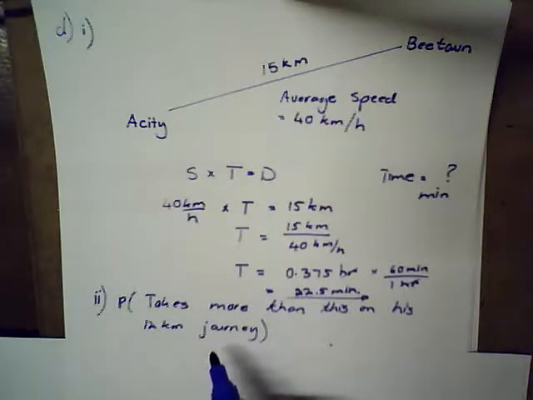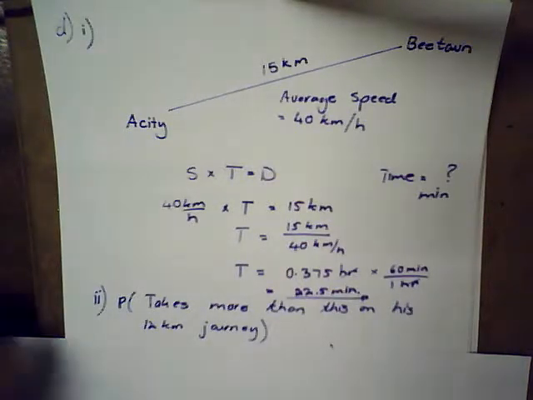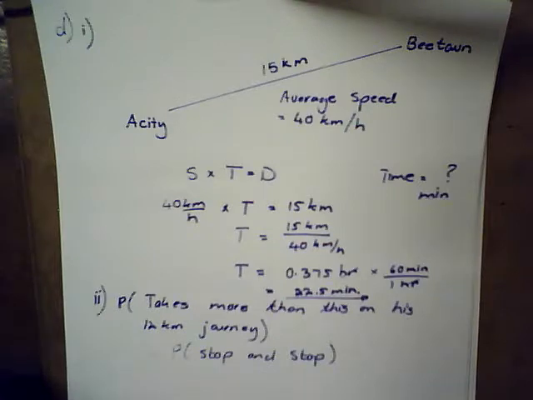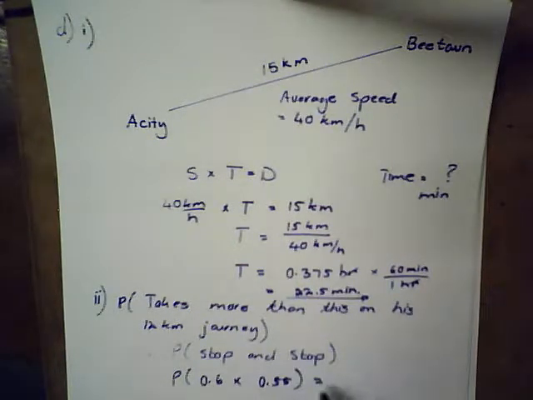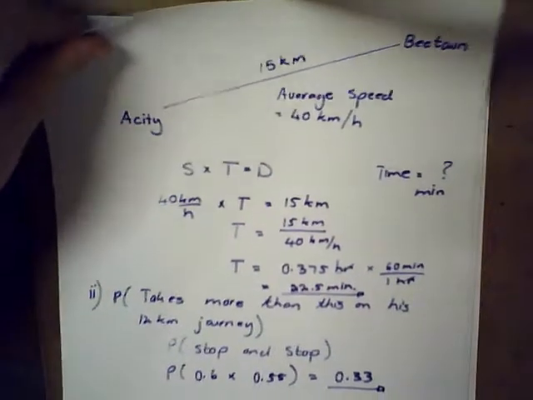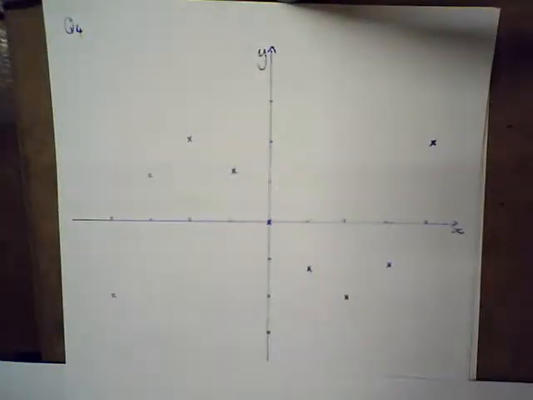The next question reads, the probability that Damon takes more time than this on his 12-kilometer journey. So remember that the 12-kilometer journey had the stop and the stop. So we will have to find the probability that it's stop and stop. We know that that would be 0.6 times 0.55. And if I calculate that, it's 0.33. So the probability that we'll take more time on the 12-kilometer journey is 0.33. Or basically a third. Okay, good.